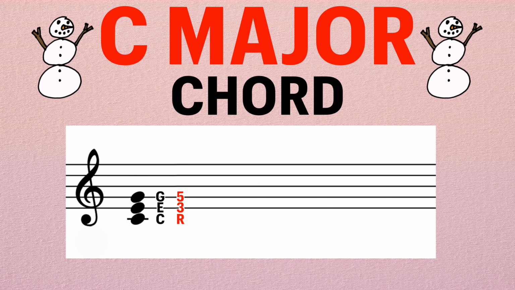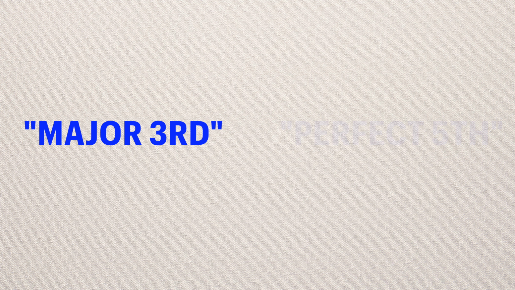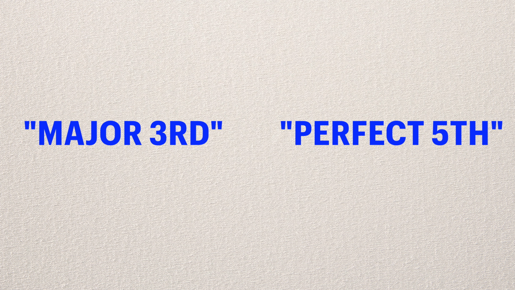If we were to measure the distance between the third and the root note in this scale, it would be described as a major third. If we were to measure the distance between the fifth and the root note in this scale, it would be a perfect fifth. These phrases, major third and perfect fifth, are interval types.